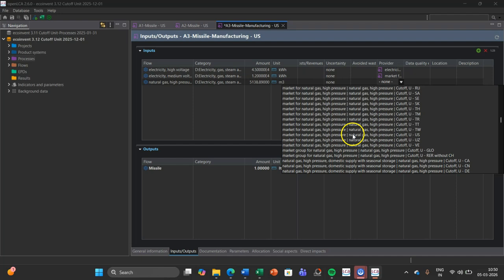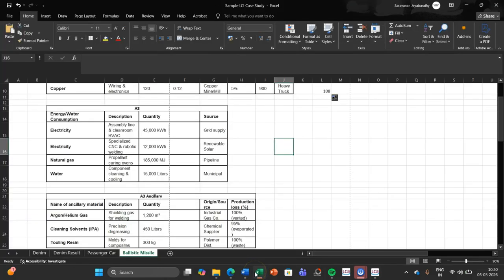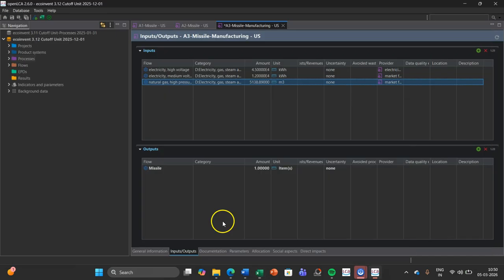Yeah, here it is. Market for natural gas, high pressure, US. Okay, done. Then water, municipal water, 15,000 liter. Okay.